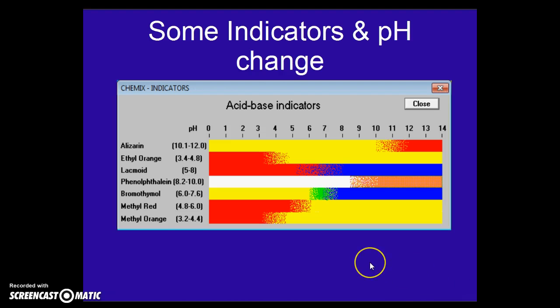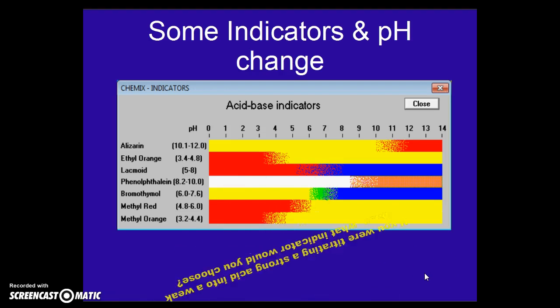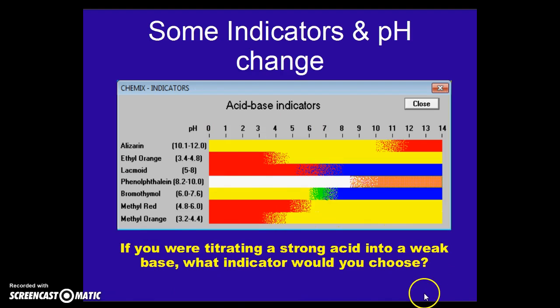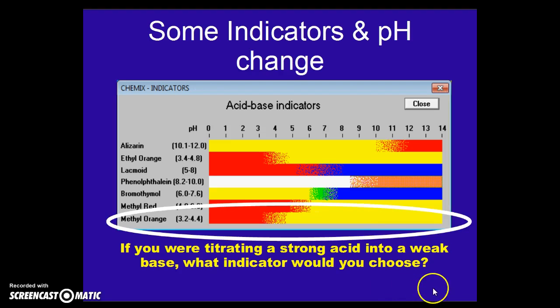Here's a nice table of indicators and the pH that they change at. That's published on the internet by the chemics people. If you're titrating a strong acid into a weak base, what indicator would you choose? Remember, the tug of war is going to favor the acid. My choice would be methyl orange.